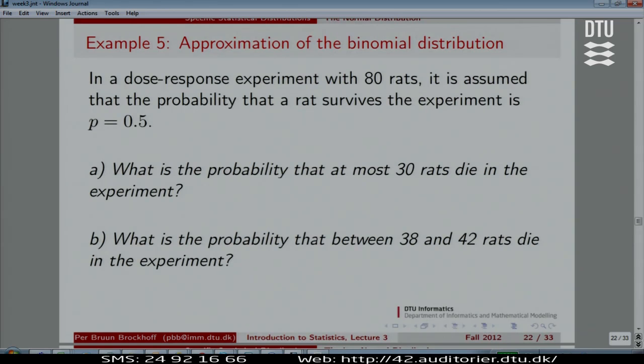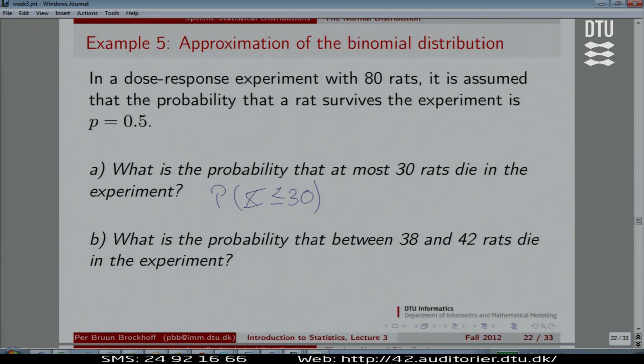What is the probability that at most 30 rats die in the experiment? If X is the number of rats dying among the 80 rats, it's like a coin tossing experiment, 80 times, with a 50% chance of dying. Risk, we could call it. At most 30 rats would die. That would be a binomial probability that, of course, we could easily find using the binomial distribution.